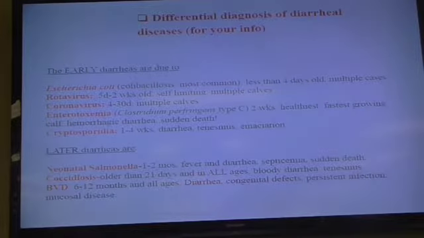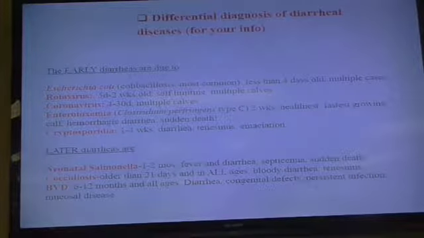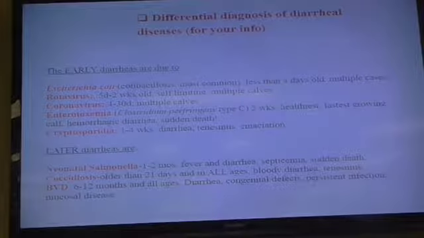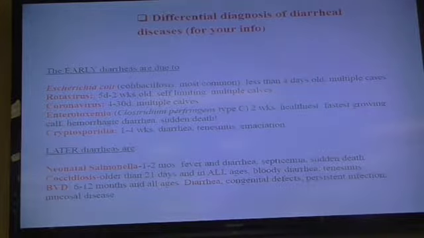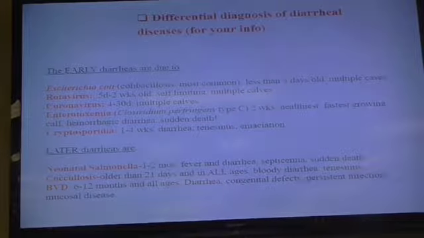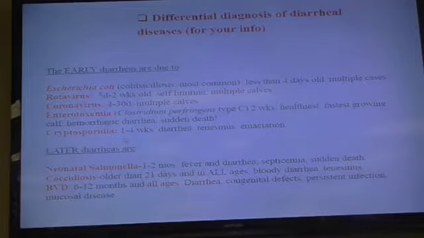This is a list for your info. What are the diseases that occur early and cause diarrhea, and which occur early or later? As you see, BVD at the bottom is a late diarrhea, because it's usually, although at all ages, most commonly between 6 and 12 months. All the others which cause early diarrhea are usually within the first weeks of the life of the animal.